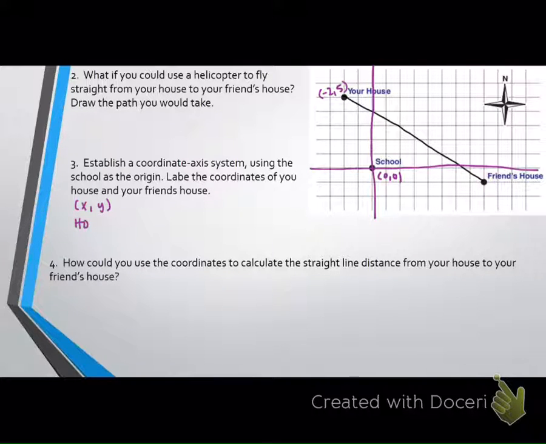So your house is at negative 2, 5. What is your friend's house at, Olivia? 8, negative 1. Very good.